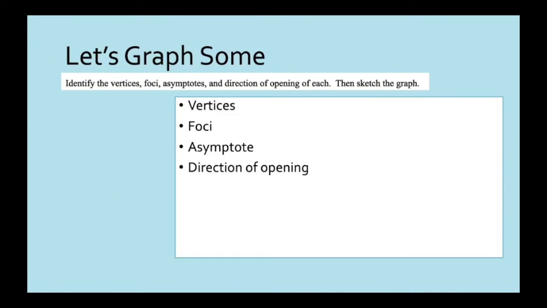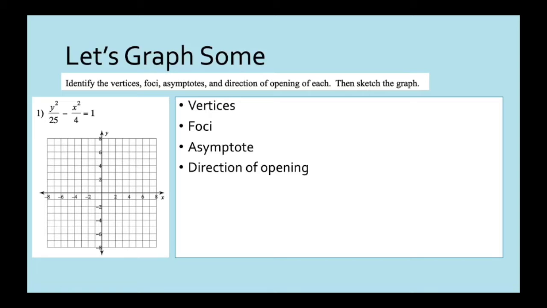Let's actually do one. The one we're going to do, we're going to identify the vertices, foci, asymptotes, and the direction of opening. We're going to do number 1. We're going to look at our equation here and look at these values here. I suggest you have your note sheet out and notice that the A squared value is always there and the B squared value is always there. That means that A equals 5 and B equals 2. This helps us draw our box. This helps us plot our vertices and our co-vertices. That's the number 1 step on your list.